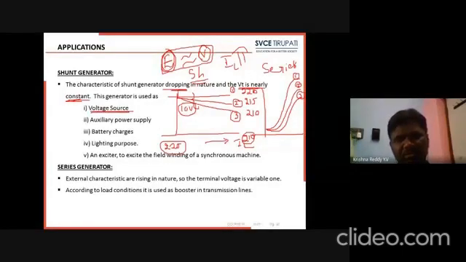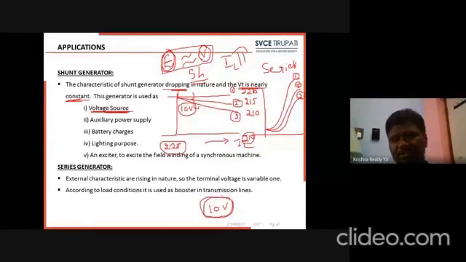What is the definition of a voltage source? If you are dealing with a 10 volt DC source, it always supplies 10 volts to whatever circuit we connect. That's why, having constant voltage from no load to full load, it can be used as a voltage source.